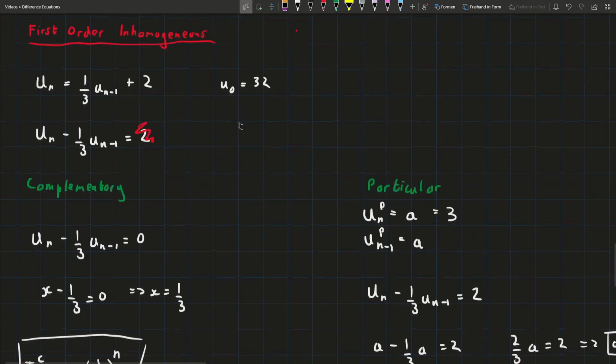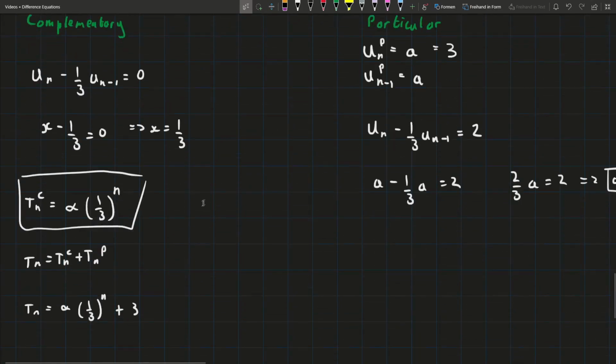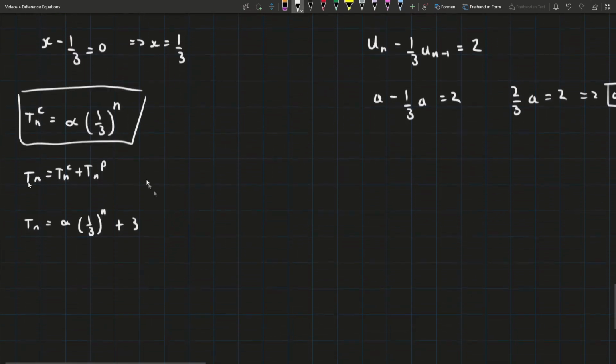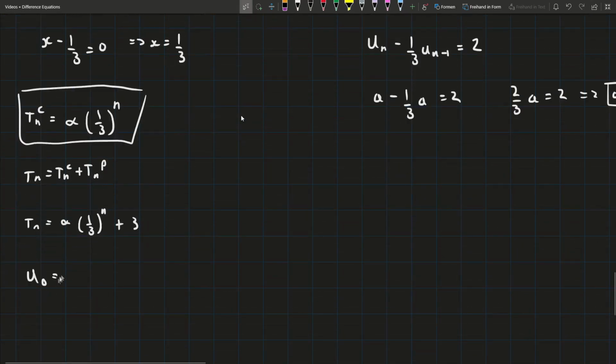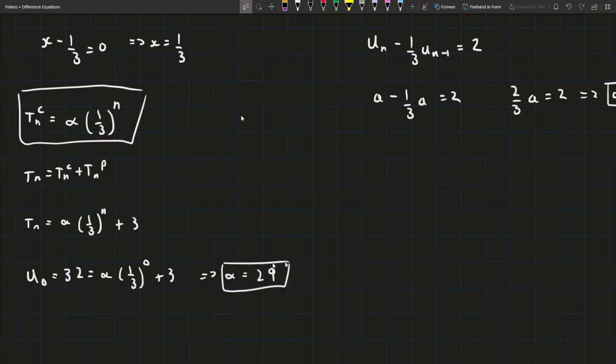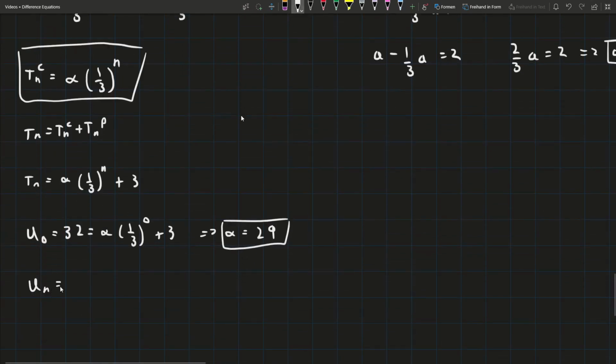Now to find out what alpha is, we're given the initial information that u0 is equal to 32. I've been writing Tn this whole time because I'm not thinking straight, but technically it should have been un, but it's just a labeling difference. We can say that u0 is equal to 32, which is equal to alpha times a third to the 0 plus 3, which means that alpha is equal to 32 minus 3, which is 29. And then our final solution is that un is equal to 29 times a third to the power of n plus 3. And that is our solution.